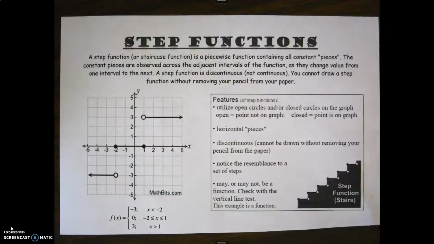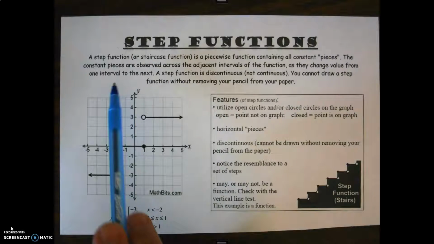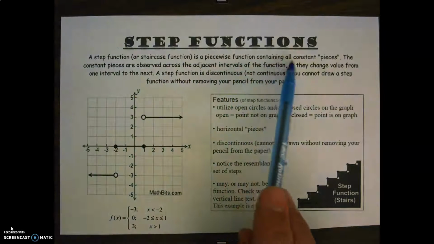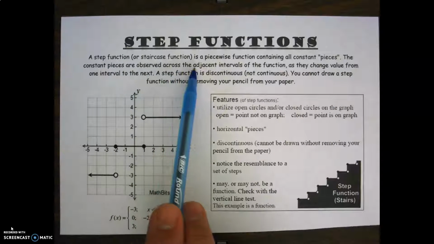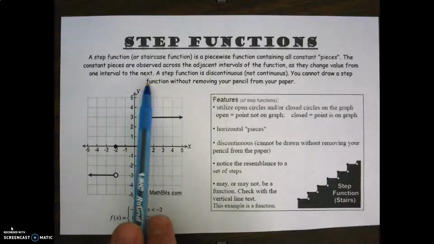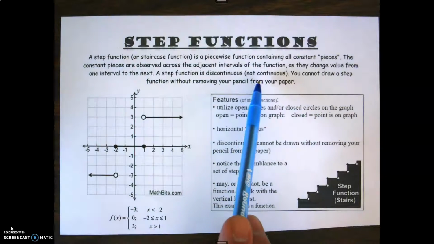Today we're going to look at step functions. A step function is a special case of a piecewise function. A step function, or staircase function, is a piecewise function containing all constant pieces. The constant pieces are observed across the adjacent intervals of the function as they change value from one interval to the next. A step function is discontinuous, which means it is not continuous.